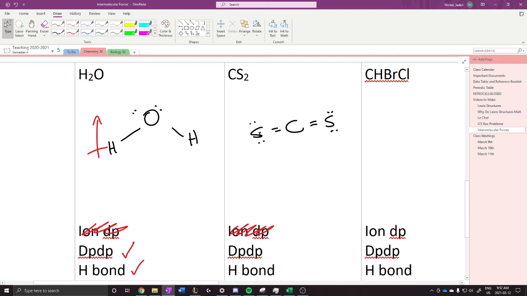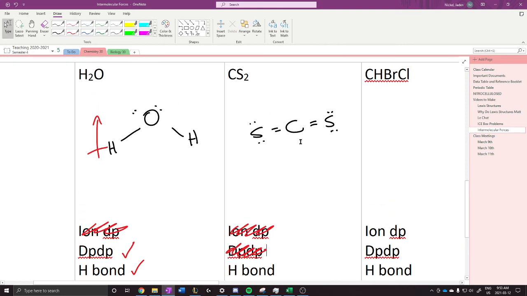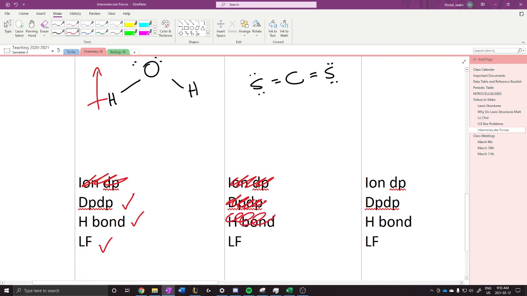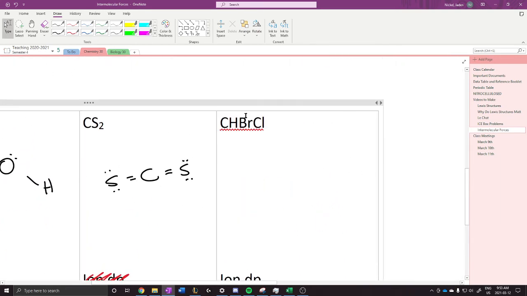Yes, we have lone pairs here, but those are not on the central atom. And because they're both the same on both sides, we know that the pull will be equal on both sides. So we don't have a dipole at all. We don't have any hydrogens present, so we know we have no H bonds. And then London forces, we always have them. So we know that we have London forces here. Let's do one last example.